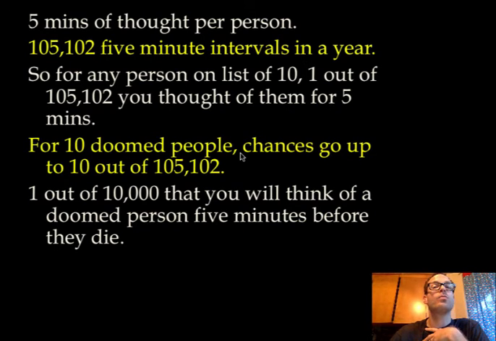So for 10 doomed people, 10 people who are going to die in that year, your chances are 10 out of 100,000. So what does this all mean? It means you've got a 1 out of 10,000 chance of thinking of a person who's going to die in the next year, within that 5-minute interval that they actually die in.